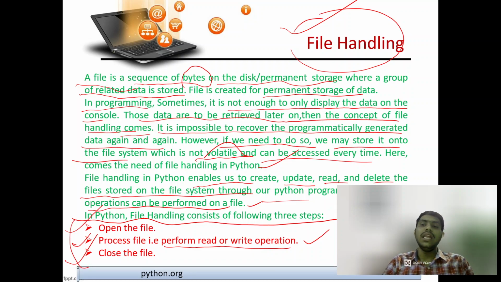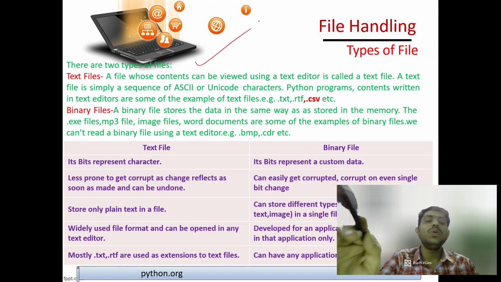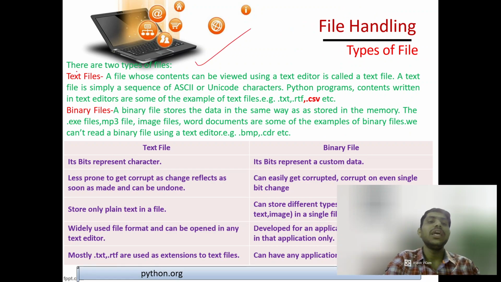First, you open the file, process the data or file, then close the file. So move to the next slide. There are two types of file they have mainly divided. For your differentiation, another CSV file is also there: text file and binary.